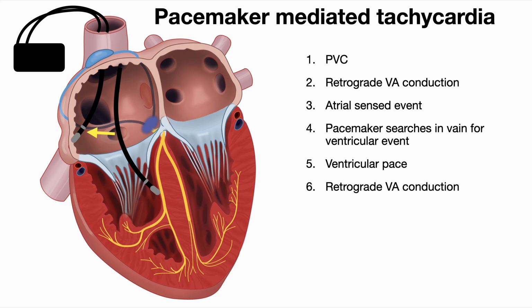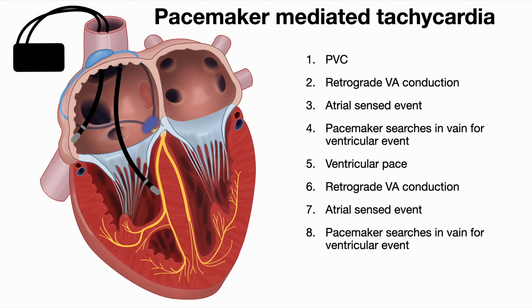Atrial lead sees an atrial event. Pacemaker goes looking for a QRS to follow it, doesn't find one, delivers a pacing spike as a result. This arrhythmia can continue essentially indefinitely as an endless loop. Sometimes it's called endless loop tachycardia.